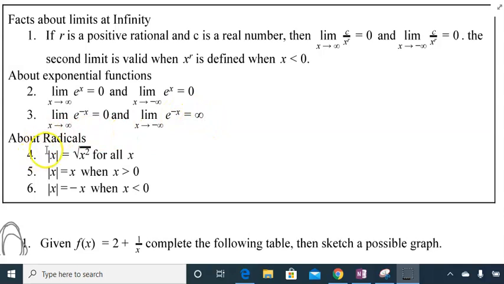About radicals, absolute value of x is equal to the square root of x squared for all x. Absolute value of x is equal to x when x is greater than 0. Absolute value of x is equal to negative x when x is less than 0.